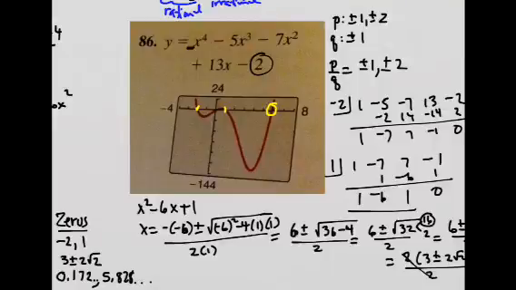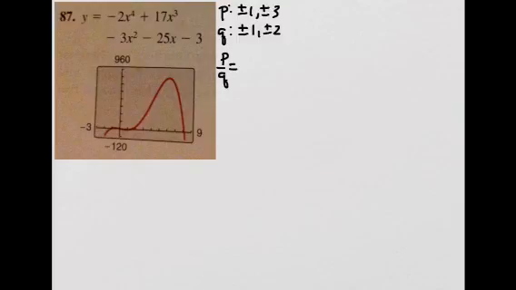The number I circled is about 5.8. And the one right between the 0 and the 1 is about 0.172. So for 87, here are the P's and the Q's.